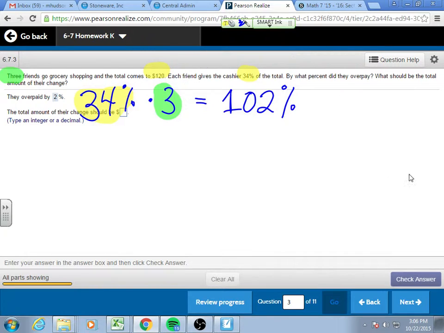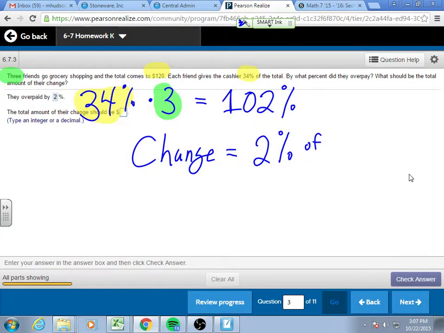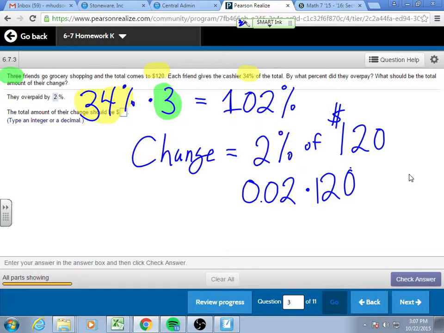So then, when we look at the amount of their change, if they overpaid by 2%, their change will be 2%, and really I can just put 2% of the groceries, which was $120. Now, before I can do this multiplication, you have to move your decimal. It tells you to multiply times 120. 2 hundredths of 120 is $2.40. So that would be the amount of change that the cashier would give them back since they had overpaid.